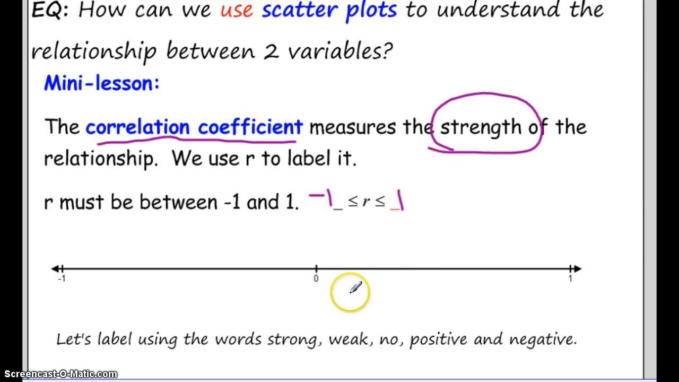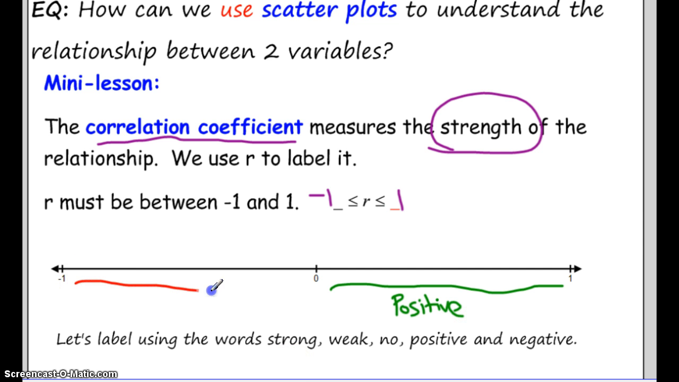All right, so let's talk about it. There are two groups here. If R is between 0 and 1, we're going to say that it has a positive correlation. Positive correlation also means it has a positive slope. And again, this is different than causation. On the left-hand side of the number line, from -1 to 0, this is a negative correlation, which means it has a negative slope.